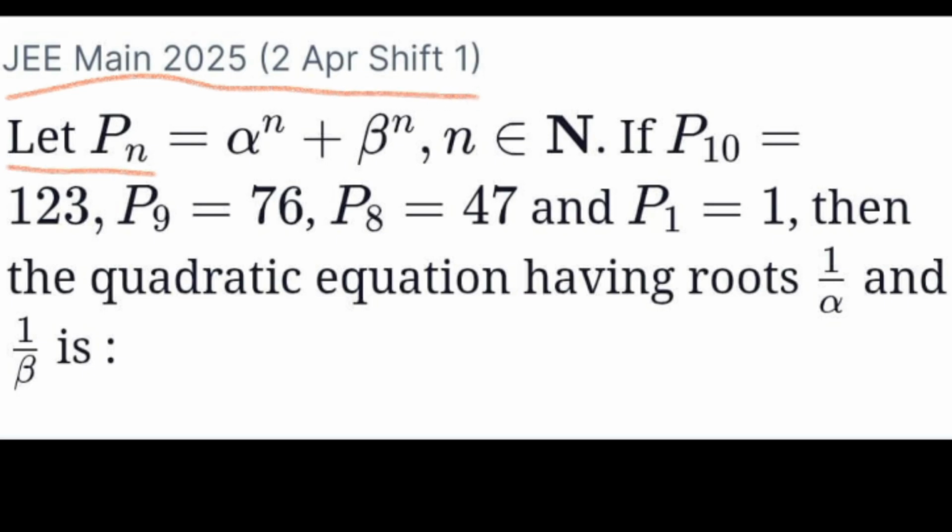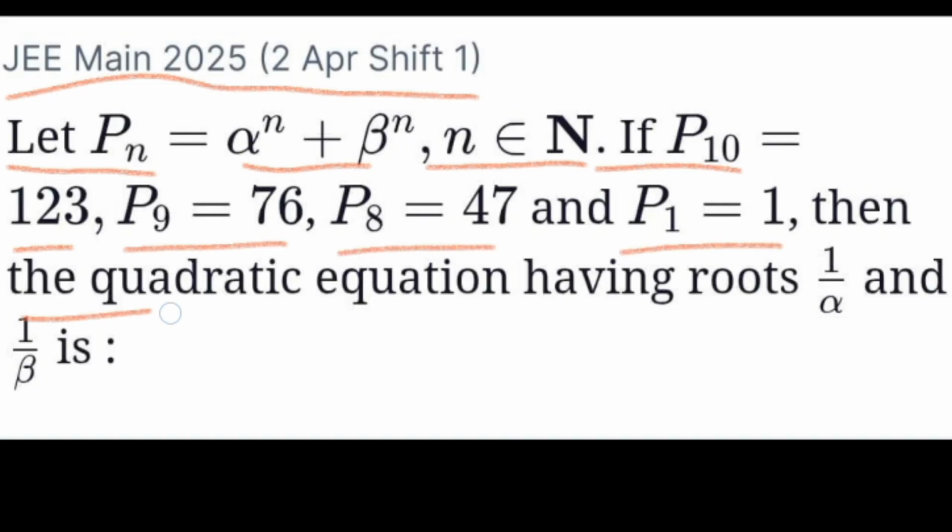Let Pn is equal to alpha power n plus beta power n, n belongs to N. P10 is equal to 123, P9 is equal to 76, P8 is equal to 47, P1 is equal to 1. Then the quadratic equation having the roots 1 by alpha and 1 by beta is?